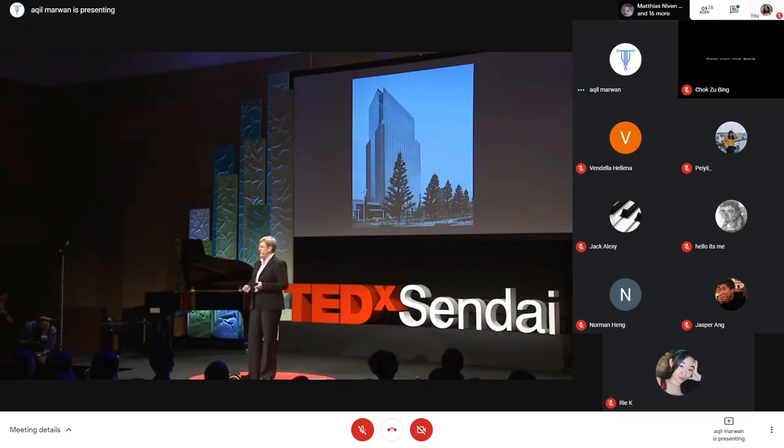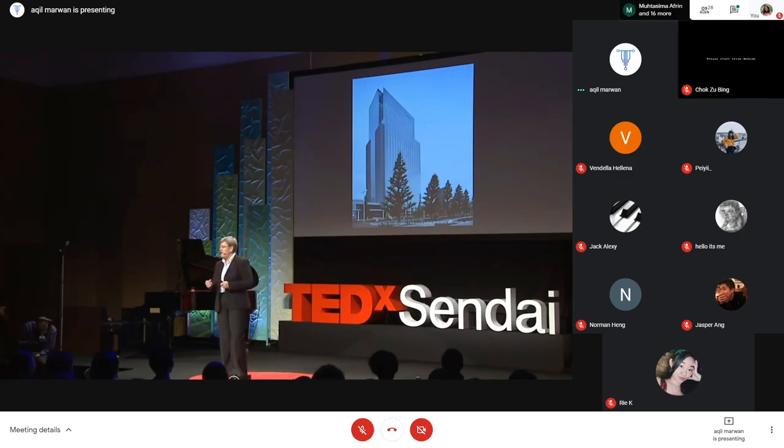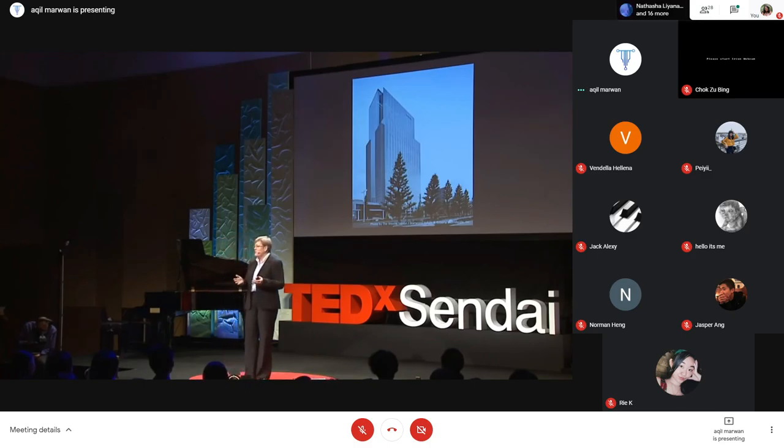This is where we are today. This is the Westin in Sendai, a gorgeous 37-story hotel that survived the catastrophic earthquake on March 11th, 2011, the Great Japan Earthquake, with almost no damage at all. In fact, it served as a disaster response center.